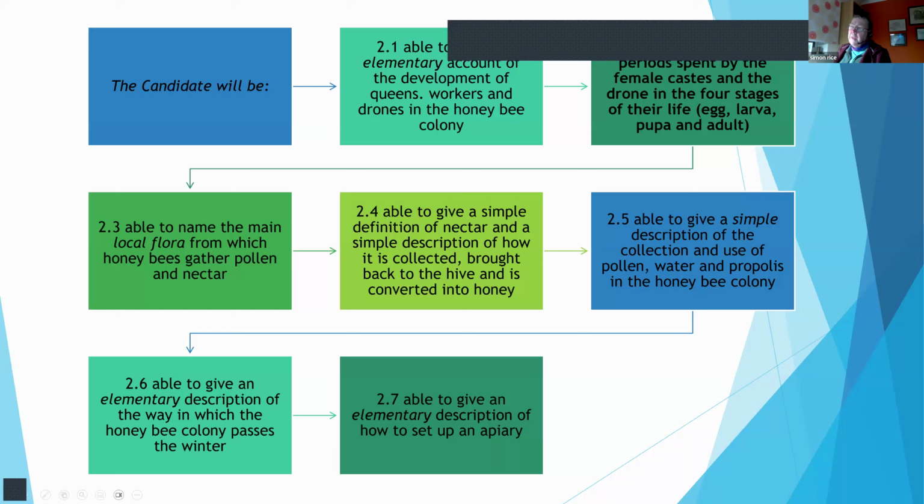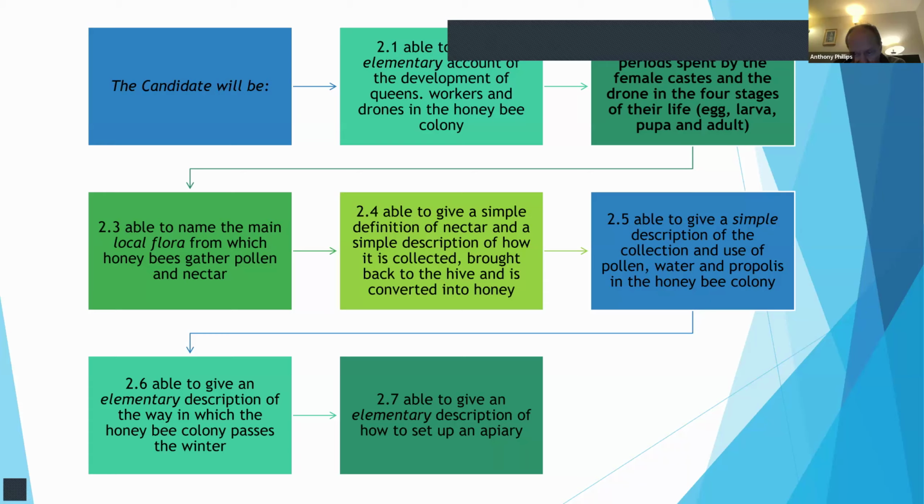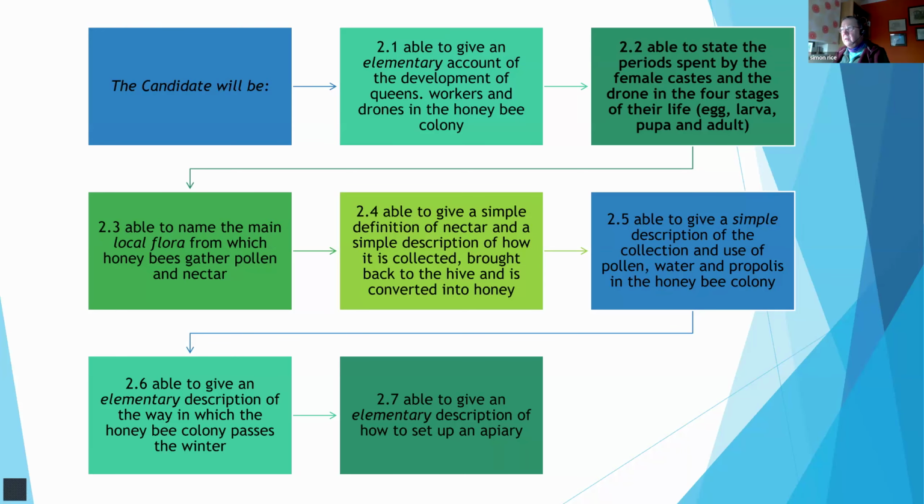And these will be in the oral questions at the end, primarily. A common one that people are asked is about the period spent by the queen, the worker, and the drone in their four stages of their life. Knowing the length of time for each of the female castes and the drone. And again, we'll go through that, and I'll provide you with some tables to help you learn that.